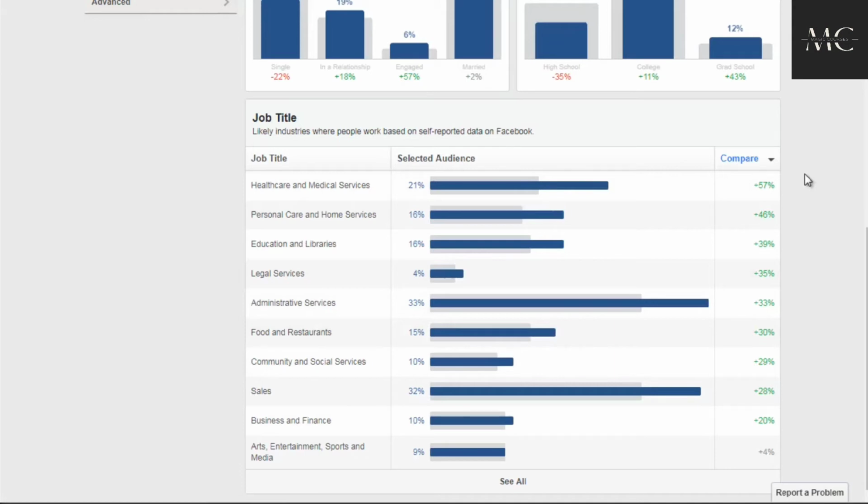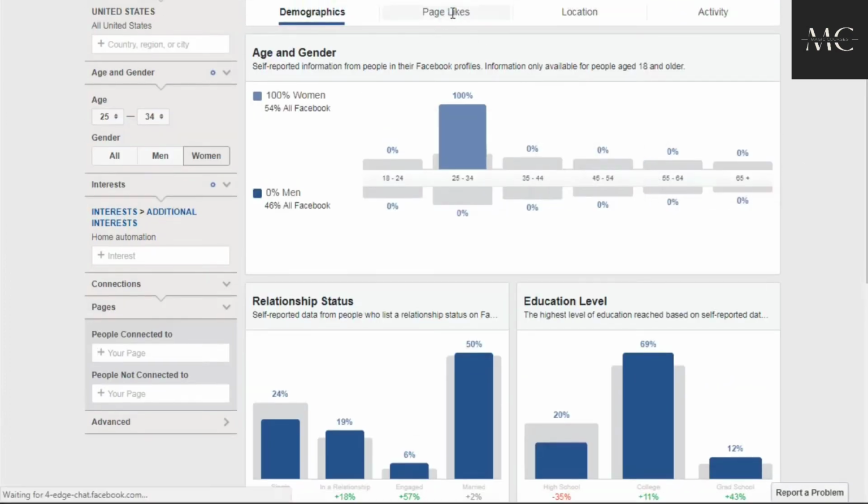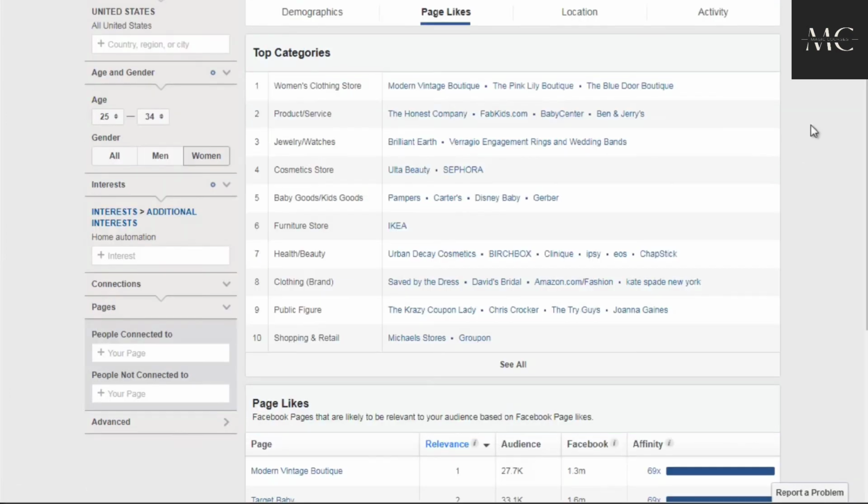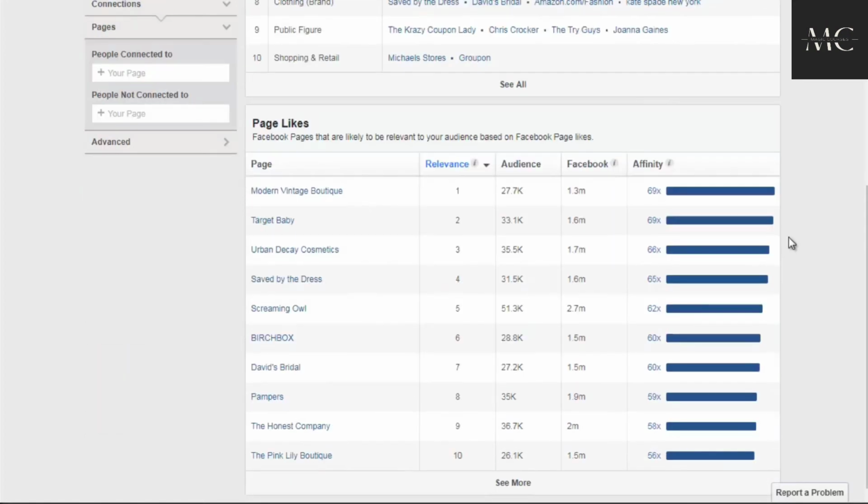So we don't know exactly why until we actually go to the pages that they like and look at that. We can see business and finance, that's sort of techie. But let's scroll back up and look at the page likes. These right here are the top categories that they are interested in for this age range of 25 to 34. So we can see exactly what they're interested in: clothing stores, jewelry, cosmetics, baby goods, IKEA. So it looks like they're interested in a lot of baby goods. What we saw earlier was that a lot of them were married at this age, or maybe beginning their life of being married and having a family. So we can see the page likes.